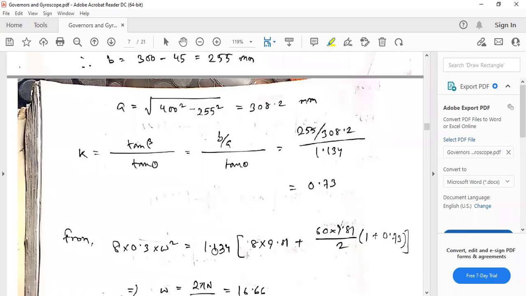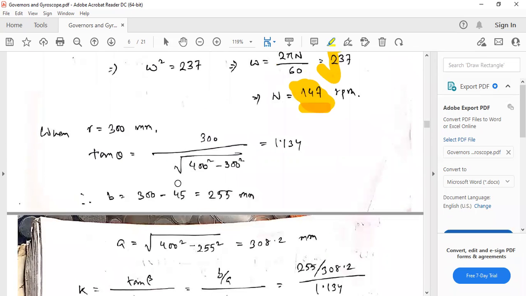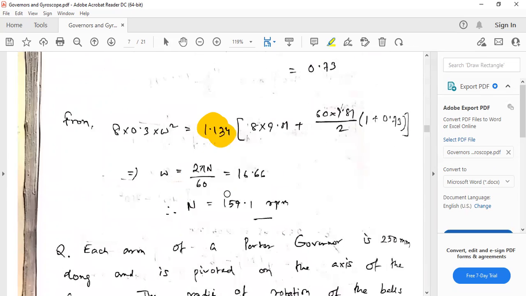One more thing is tan theta also changes. Tan theta will be 1.1. So you have to find out tan theta. Okay, so you put it in, and I think this is correct, the previous one was wrong. This omega square, whatever you get, you take the square root, then you put in place of omega 2 pi n by 60, and you can get the speed.